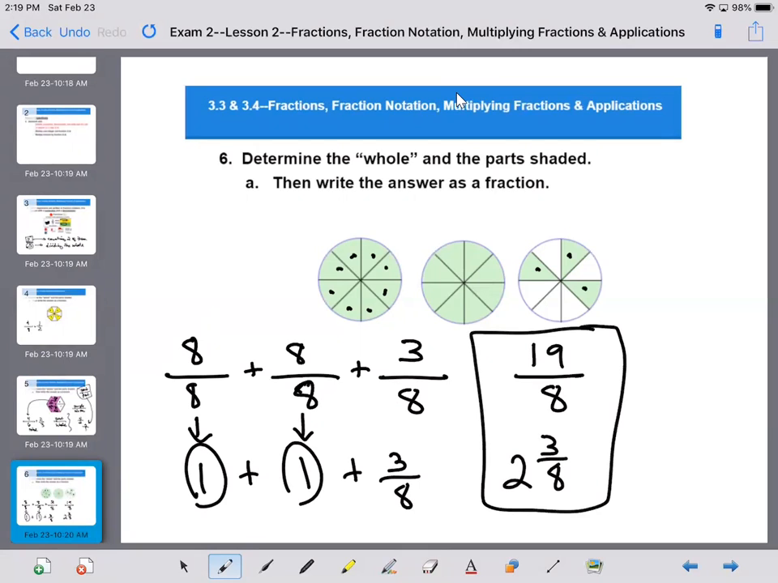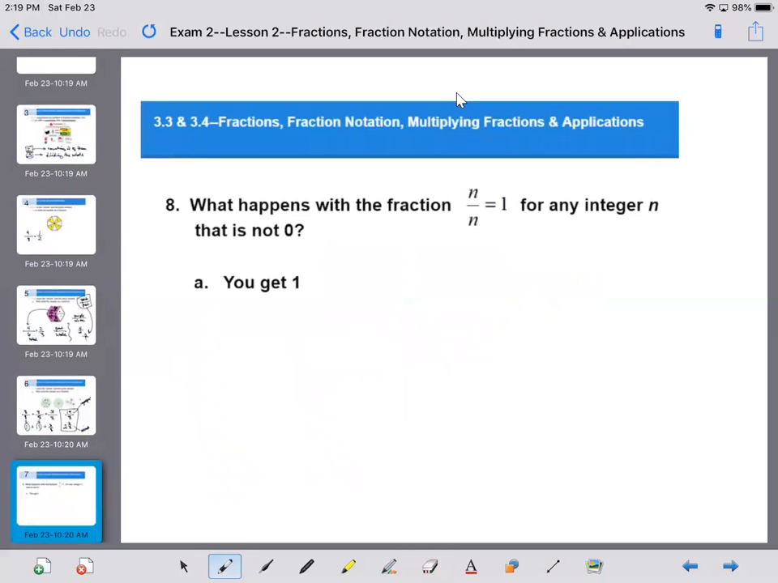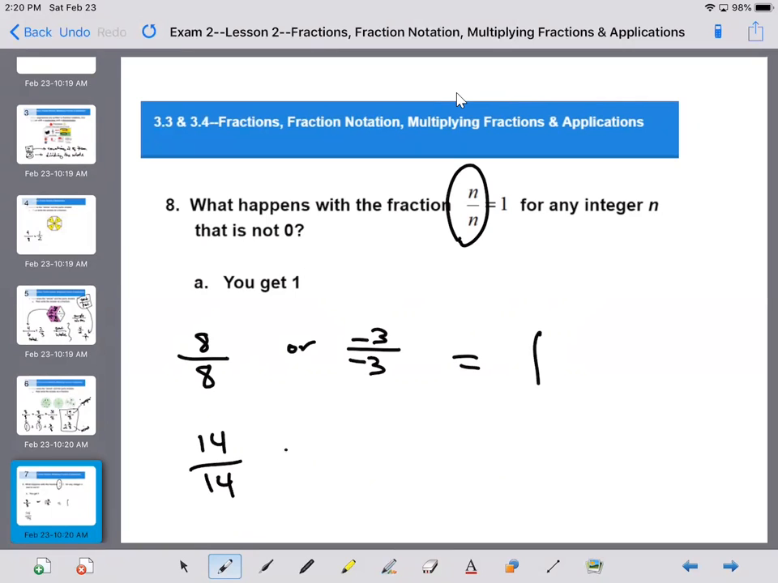One is written in an improper form, and this would be a mixed number. We call it mixed because it has a whole number as well as a fraction, and this would be an improper fraction, where the numerator is larger than the denominator. So when we're thinking about fractions, and when you have numbers like 8 divided by 8 or -3 divided by -3, when the n divided by n is the same, you're going to equal 1 as a whole. So whether that's 14 divided by 14 or -10 divided by -10, it's all going to equal 1.